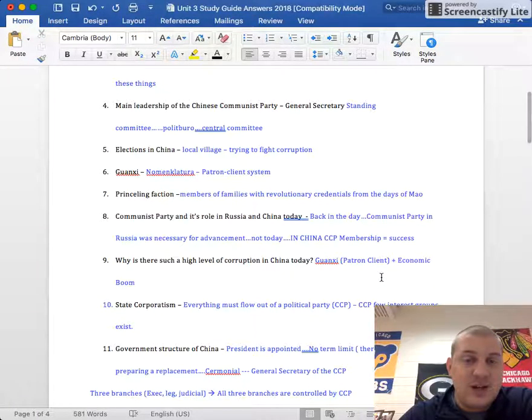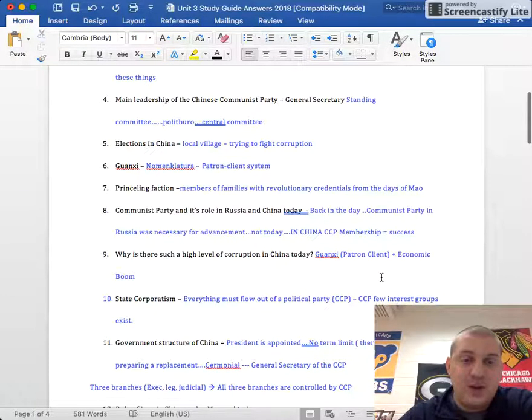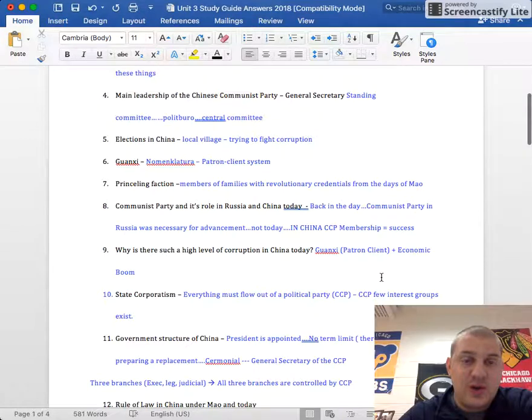In China today, there's high-level corruption because of the economic boom. After Mao passed away, Deng Xiaoping opened up a little bit to the free market. Individuals want some of their own. So in their areas, their towns, their cities, they will use their power within the Communist Party and that Guanxi system to benefit.